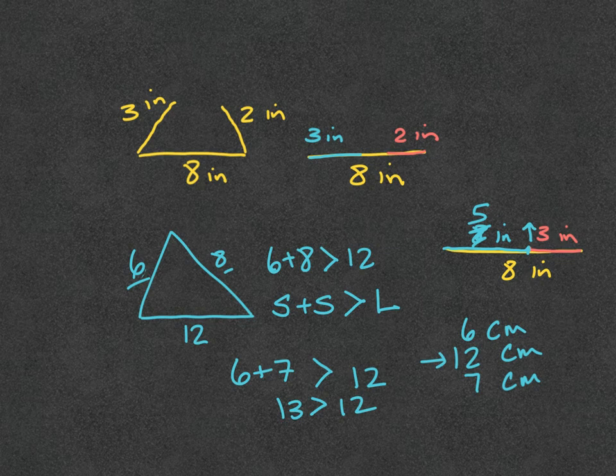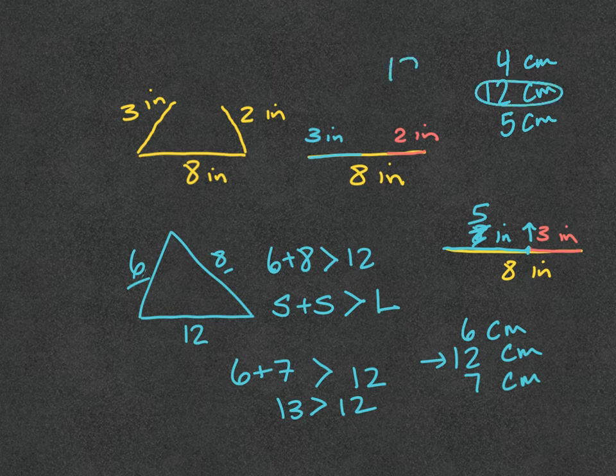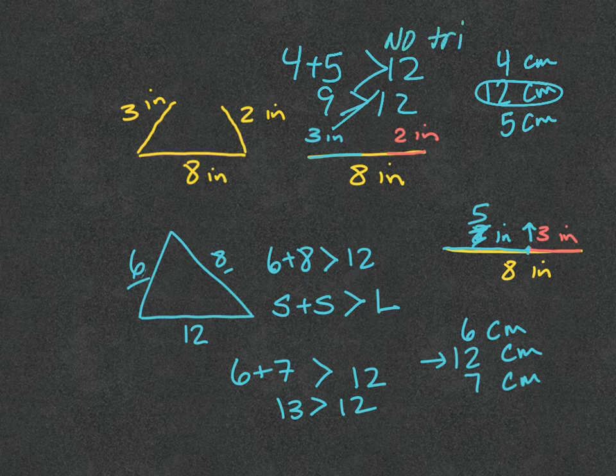If they had given me 12 centimeters, 4 centimeters, and 5 centimeters instead, then I take my biggest side, 12, and my two shortest sides, 4 plus 5, need to be bigger. 4 plus 5 is 9. That is not bigger than 12. So my answer on that one would be no triangle.